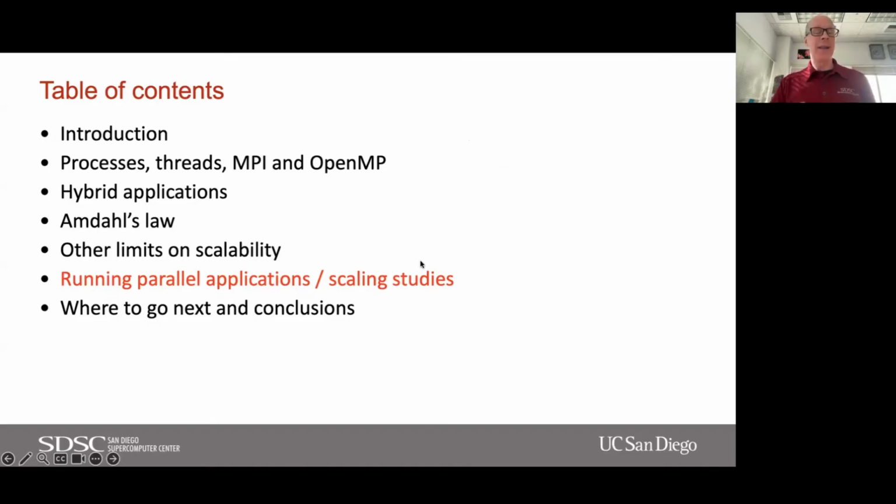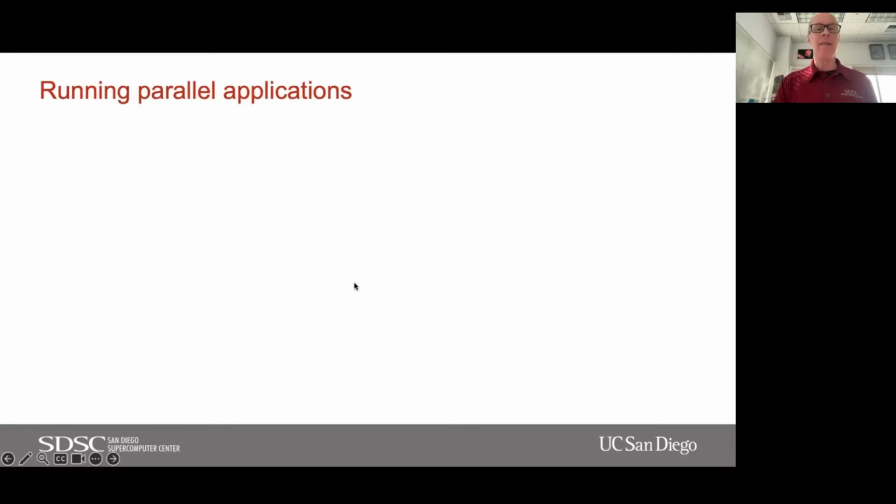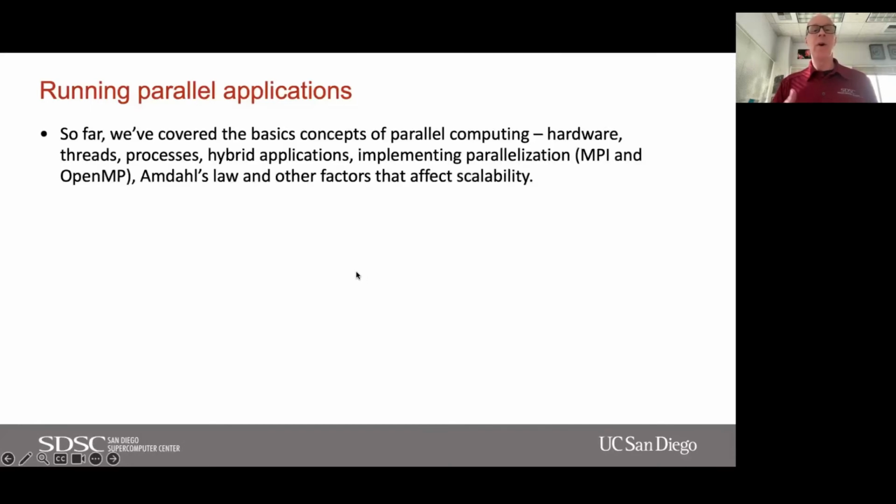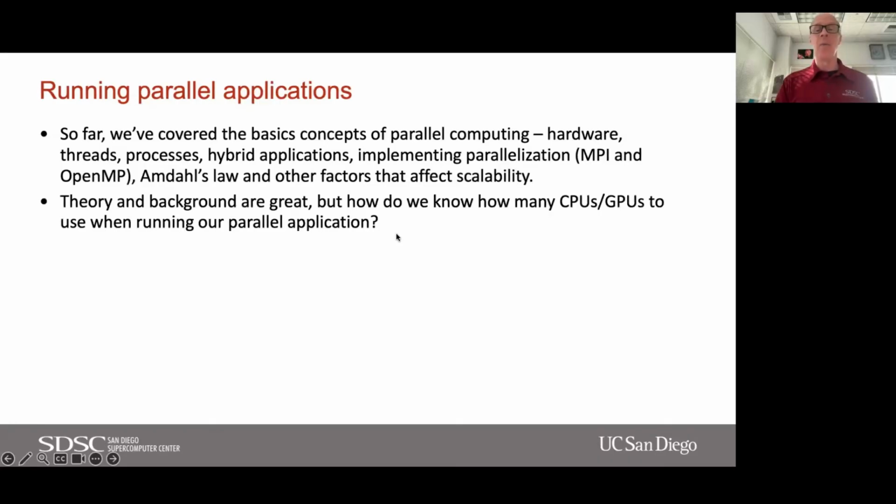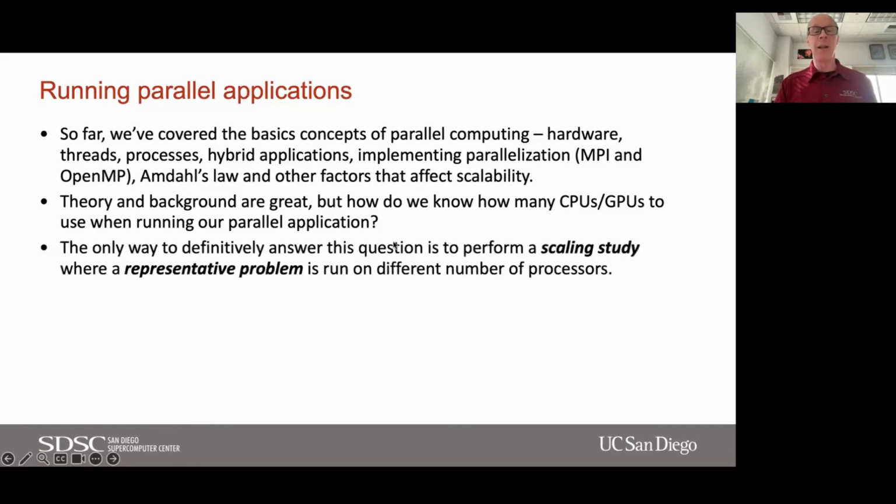So now I'm going to get into what I think is probably the most important practical thing that you need to know, and this is running parallel applications. So we talked about the basics of parallel computing, hardware and threads and processes and hybrid applications and Amdahl's law and other factors that affect scalability. A lot of this is very theoretical. It's a lot of background, but how do we actually know how many CPUs or GPUs to use when running our parallel application? And the only way to definitively answer this question is to perform what we call a scaling study, where a representative problem is run on a different number of processors.